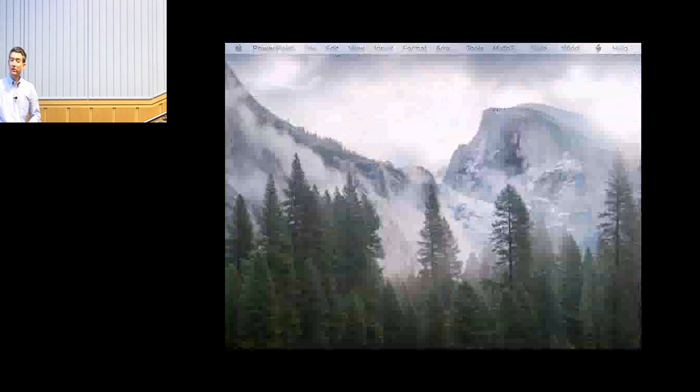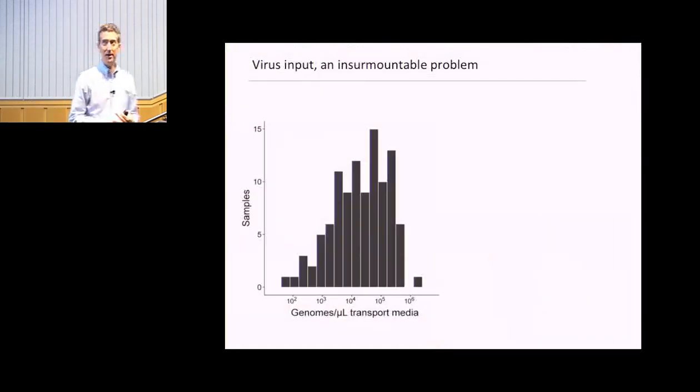Okay. So then the last problem was virus input, which is not an informatic problem, but it's another insurmountable problem for us. Because remember, we're getting a swab out of someone's throat, and if we're lucky, there's a lot of virus in there. If we're not lucky, there's not. And if you start with 10 to the 2 genomes per microliter versus 10 to the 6 genomes per microliter, you're going to have to go through more PCR cycles in making your library. And that has the potential to introduce false positives that you can't get around informatically.